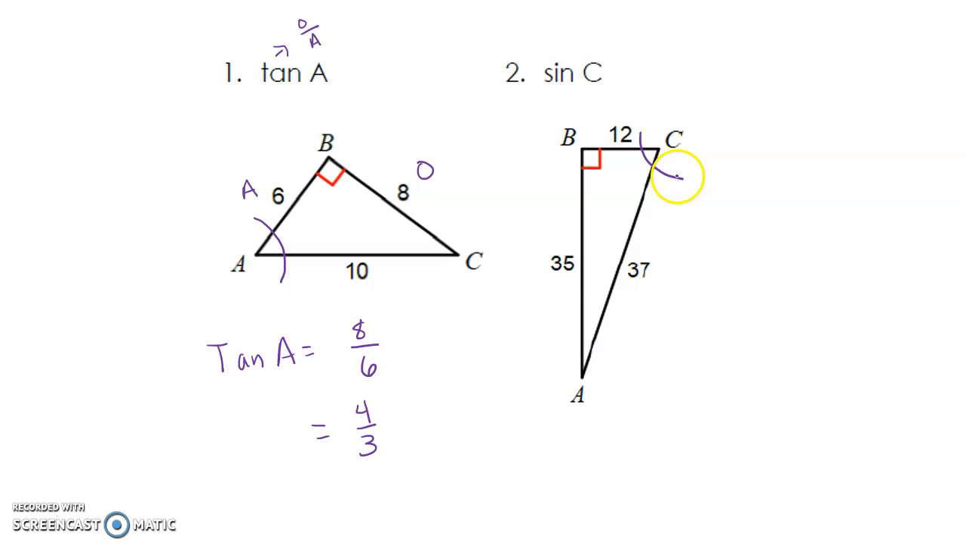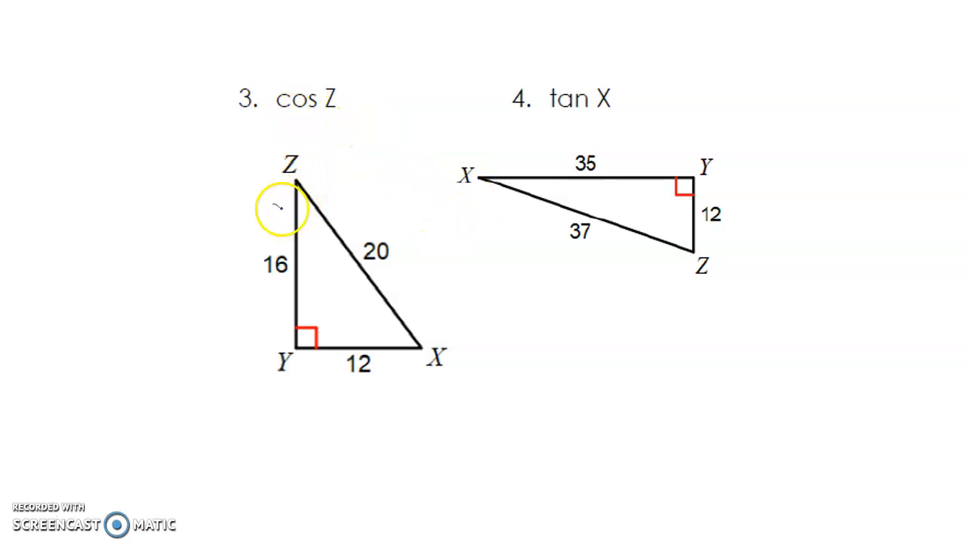Here's sine of C. There's my angle of interest that I am going to arc. Remember, sine is opposite over hypotenuse, so that's all I'm going to label. There's my hypotenuse. This has to be adjacent because that's touching the arc, so this is my opposite. So my sine C ratio is going to be 35 over 37, and I don't think that reduces.